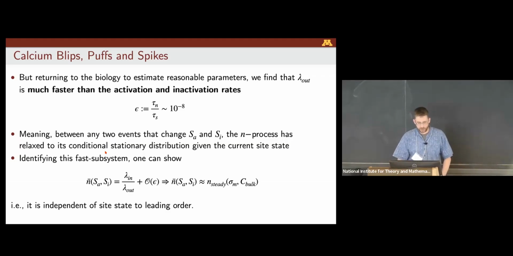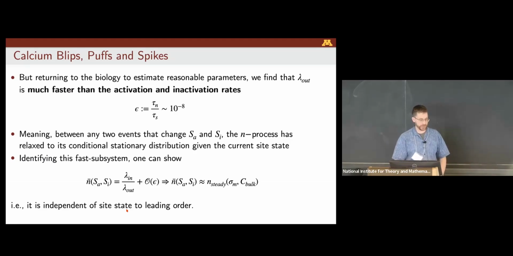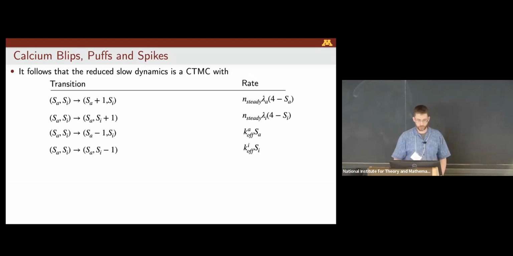And as a result, I can essentially do this quasi equilibrium here to say, okay, what is n? Fix s, sa, and si. What is n as a result? So this is independent of state to leading order. So that's nice. I'm able to significantly reduce my model, and I have this much simplified model here.